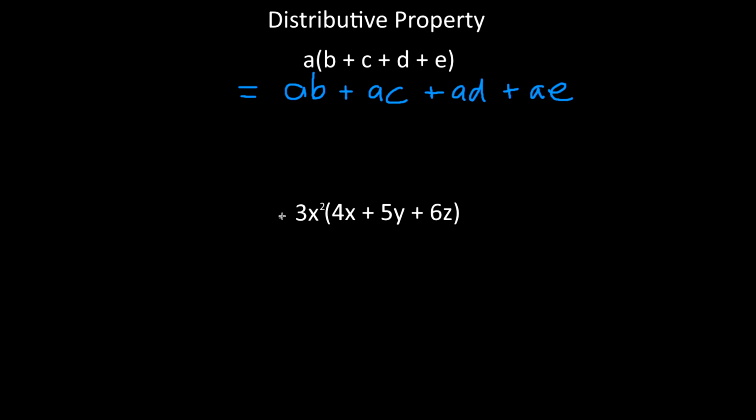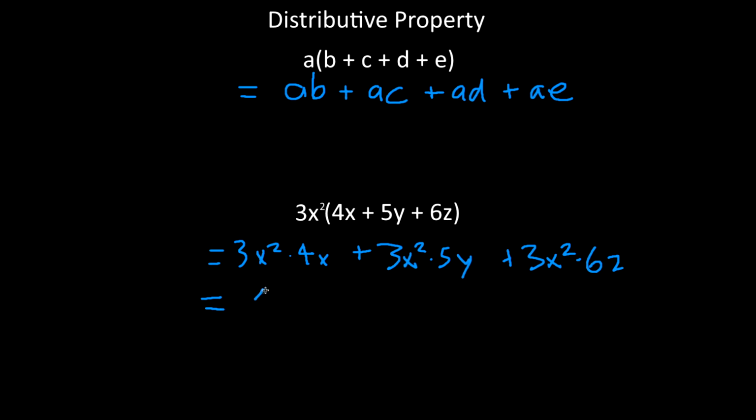To apply this, we can expand this expression, 3x squared(4x + 5y + 6z). This is going to be equal to 3x squared times 4x plus 3x squared times 5y plus 3x squared times 6z. This is equal to 12x cubed + 15x squared y + 18x squared z.